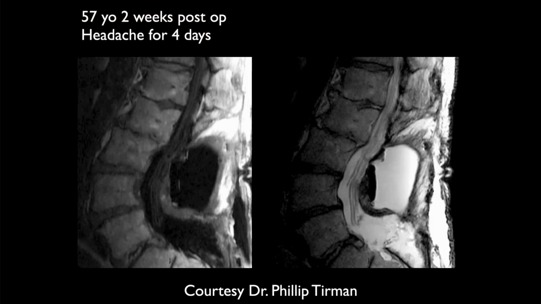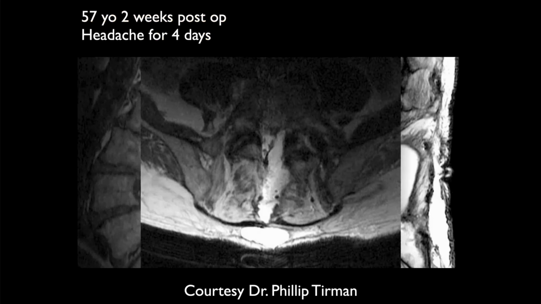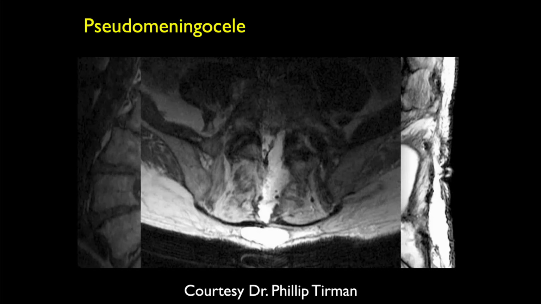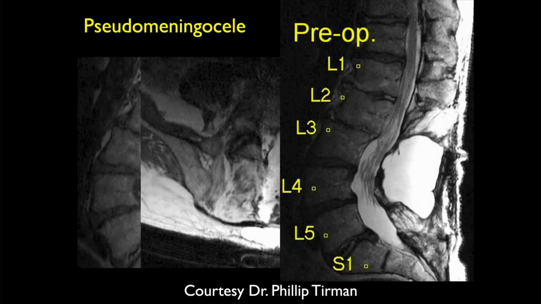Okay, Dan? 52-year-old with 2 weeks post-op, headache for 4 days. So we see high signal on T2, low signal on T1. I'm assuming it's probably going to be another pseudomeningocele. There might be a flow void there, maybe. You don't always see the flow void, but again, obviously prior surgery, and here you can see the CSF coming out into the subcutaneous fat, another pseudomeningocele.